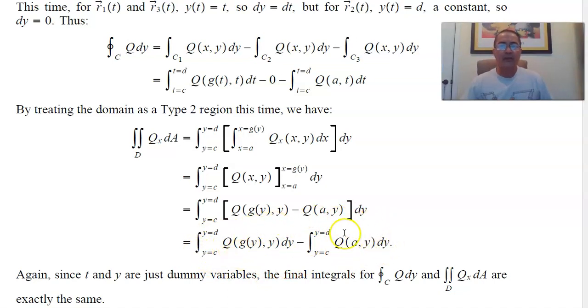And are these two integrals the same as these two integrals? Yep, they're exactly the same. You just change your t to y, and you'll get exactly what we have over here. Okay, excellent. That is Green's theorem.